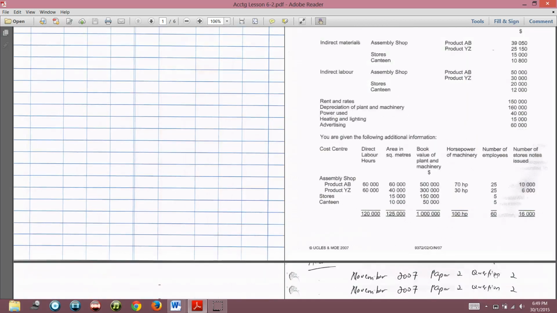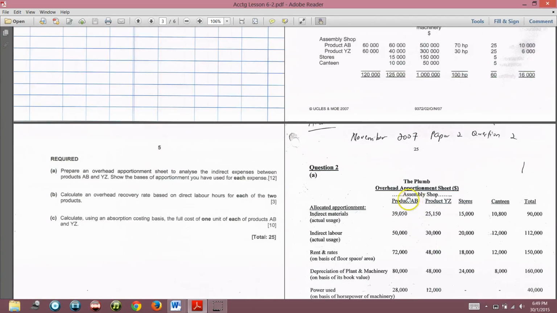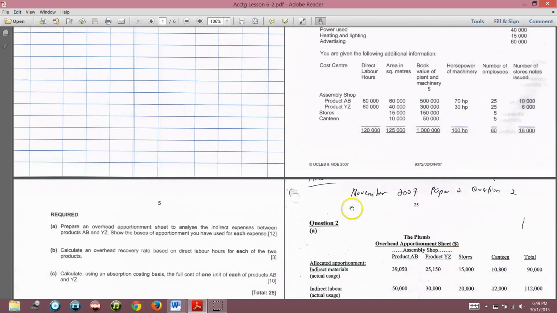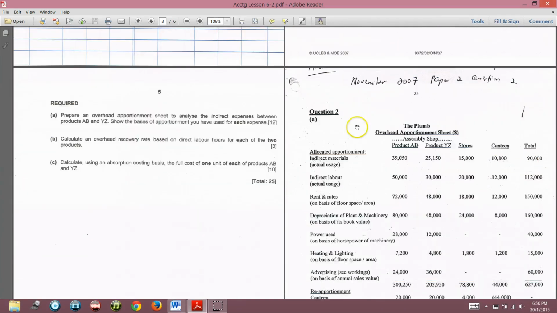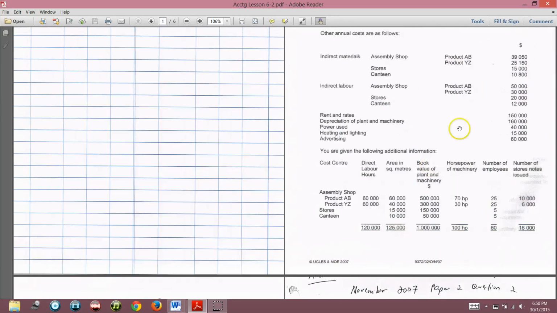So in my answer sheet here, I will lay down my departments. This is the assembly shop for AB, the assembly shop for YZ, then stores, then canteen, and then I have the total here. And then these are my indirect expenses. You should have the answer sheet and the question with you. So this is my indirect material and my indirect labor, and I just put down my figures. The figures are all here.